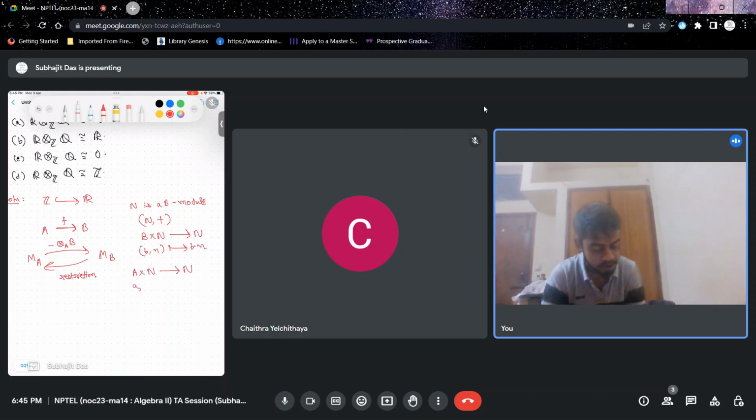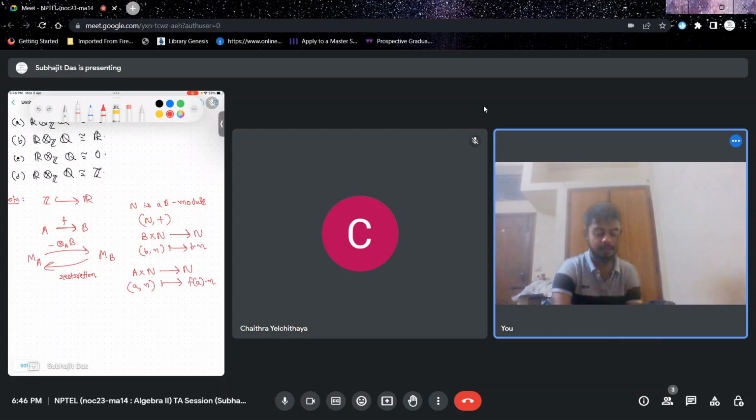So A dot an element of N, you define it to be f(A) dot N, right? f(A) is an element of B, and here you are using the B module structure of N. You can check that N is indeed an A module. So whenever you have an object in MB, you map it using the restriction of scalars functor to an object in the category MA.